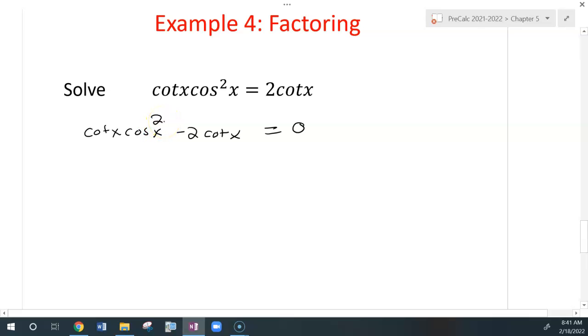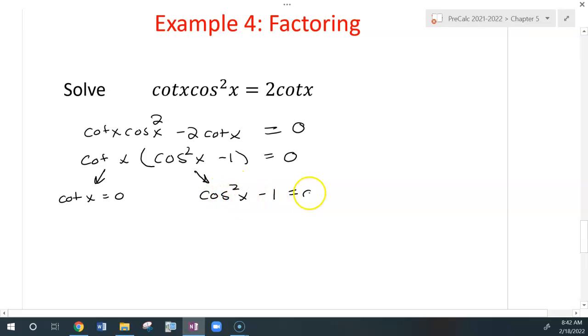Okay, so what can I pull out for factoring? I can pull out a cotangent of x. So cotangent x times cosine squared x minus 1 equals 0. Now we're going to use the same tool that we did when solving by factoring with polynomials. We set each factor equal to 0. So cotangent x equals 0, and cosine squared x minus 1 equals 0.